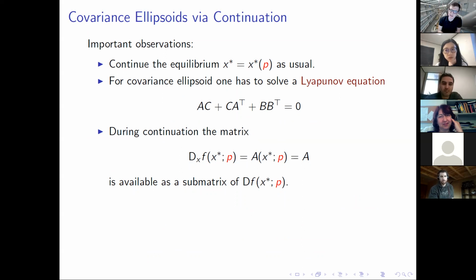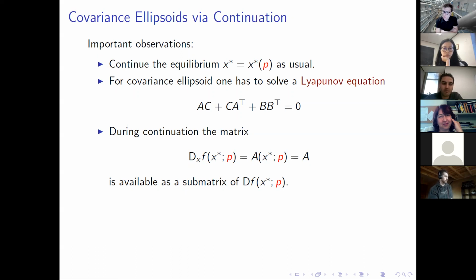Pretty easy. We have done that before. But for the covariance ellipsoid, you have to solve an equation for C that has this form. But this is actually a sort of standard equation in linear algebra or matrix algebra. It's called the Lyapunov equation, or sometimes the Lyapunov-Riccati equation. And this equation you have to solve.